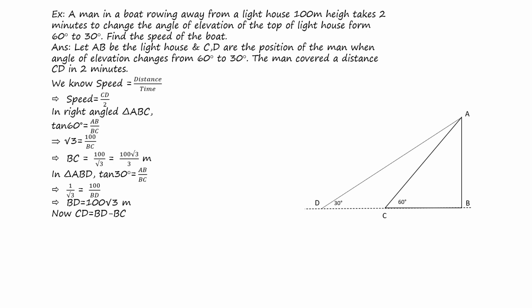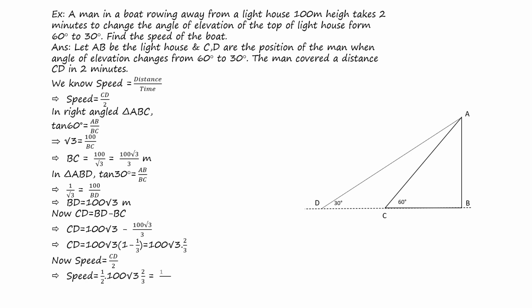Now CD equals BD minus BC, so it is 100 root 3 minus 100 root 3 by 3. Taking 100 root 3 common, it is 100 root 3 into 1 minus 1 by 3, which is 100 root 3 into 2 by 3. Now what is speed? Speed equals CD by 2. Already the value of CD is obtained, so speed equals 1 by 2 into 100 root 3 into 2 by 3, which is nothing but 100 by root 3 meter per minute. Hence, the speed of the boat is 100 by root 3 meter per minute. This is the answer.